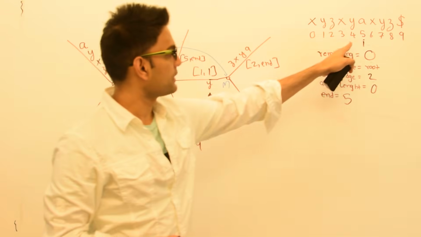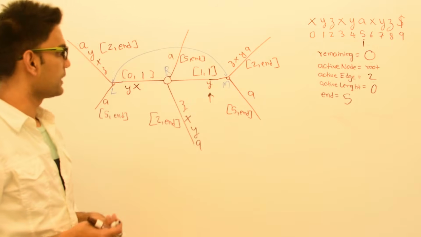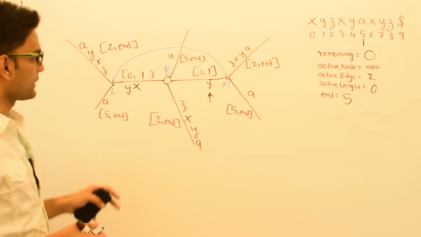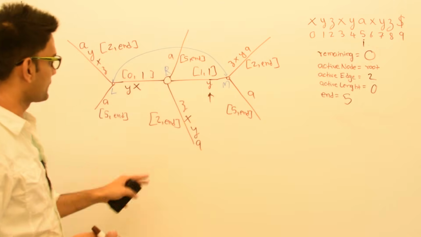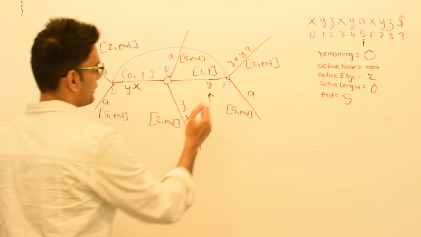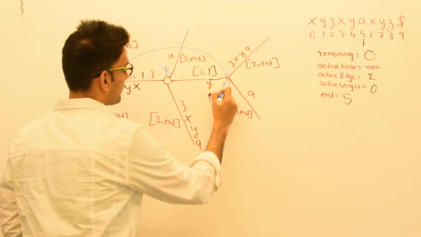Till this point, till i was 4, it was the implicit suffix tree, and since a is a unique character, it converted this implicit suffix tree into a true suffix tree, which is what we are seeing right now. Also, I forgot to mention, this M suffix link will be root.